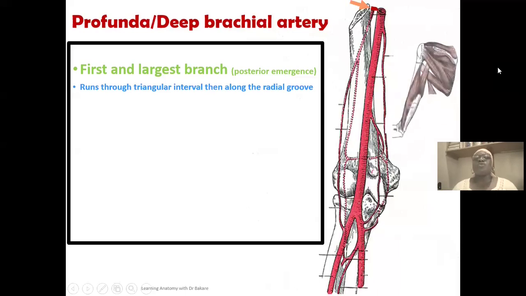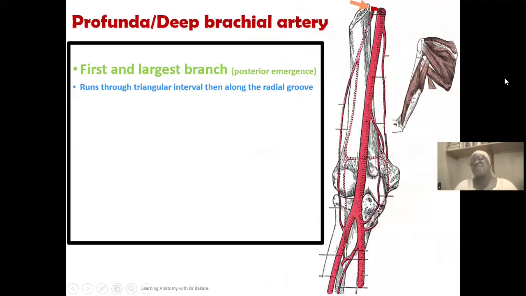It is seen to run through the triangular interval before it is finally seen to pass through the radial groove. Let's use this image on this other side to illustrate the triangular interval. This is where we have the triangular interval here highlighted in yellow. This triangular interval is formed by muscles that of course are arranged in a triangular pattern. And this is why they create this triangular allowance around the posterior region.